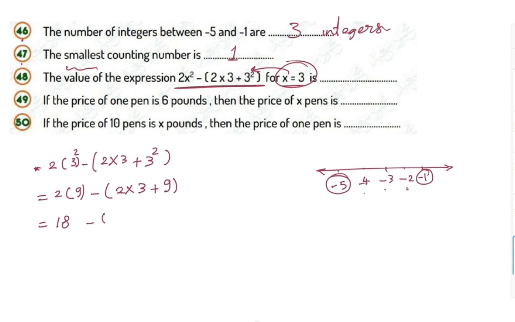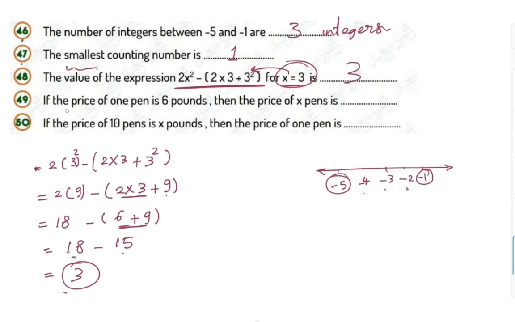Now inside this parentheses we have 2 times 3 plus 9. Start with multiplication, equals 6 plus 9, that's 15. So 18 minus 15 equals 3. So the value of the expression is 3.